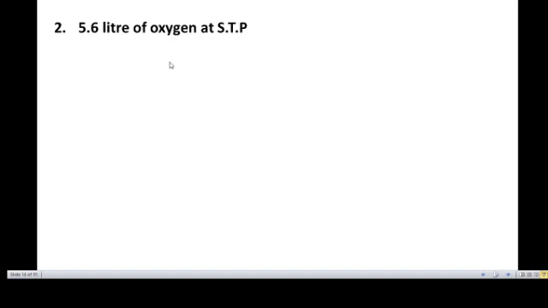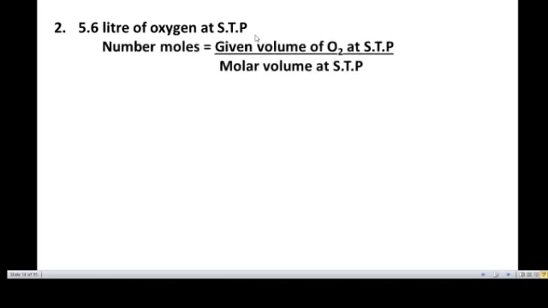The second problem, 5.6 liter of oxygen at STP. STP means standard temperature pressure. Number of moles, formula, the given volume. So here 5.6 liter is given. So we have to choose the formula: given volume of the oxygen at STP, standard temperature pressure, by molar volume at STP. First we have to write the formula. Next step, number of moles of oxygen.